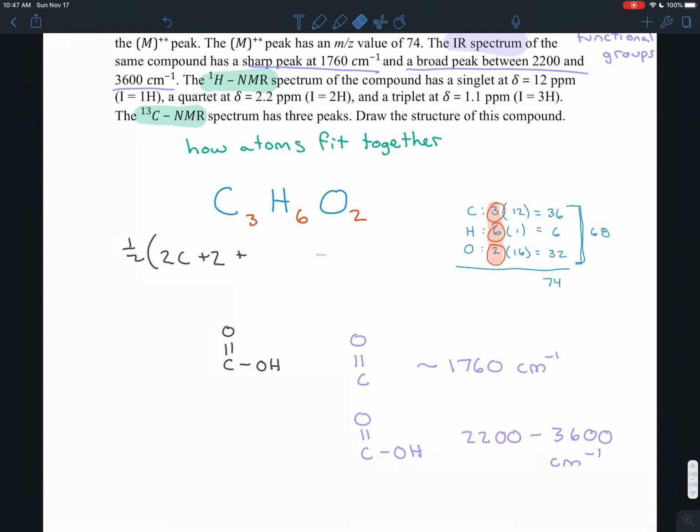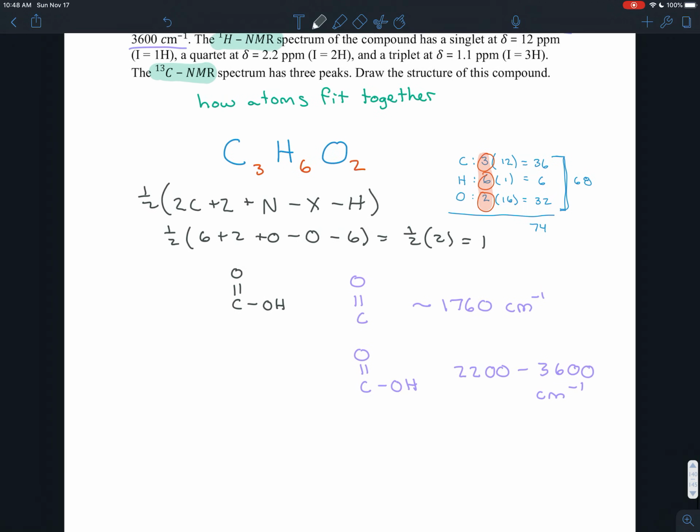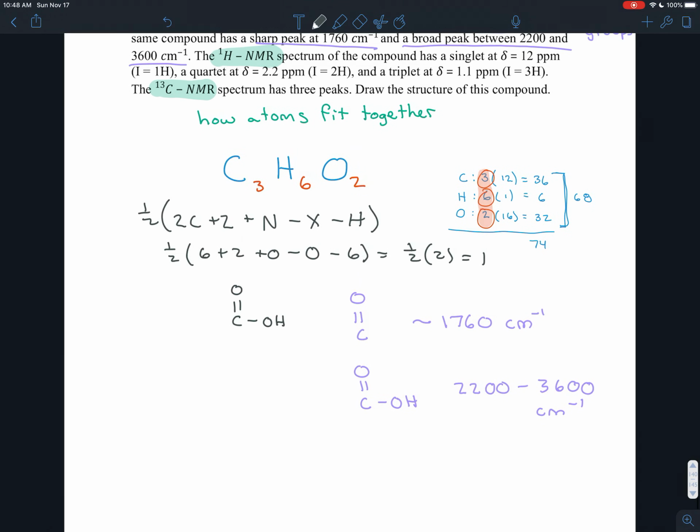If you plug that in, you'll get 1/2 of 6 plus 2 plus 0 minus 0 minus 6. So that's 1/2 of 2, which is 1. And we just have one double bond there. So we also get that sort of information from the molecular formula that we got from the mass spectrum.